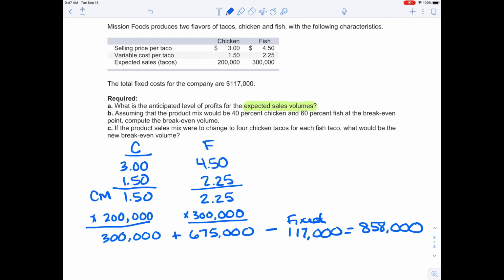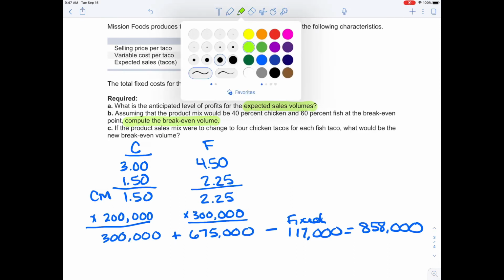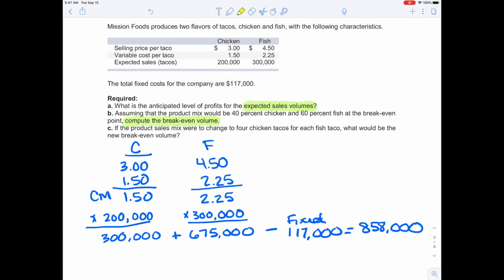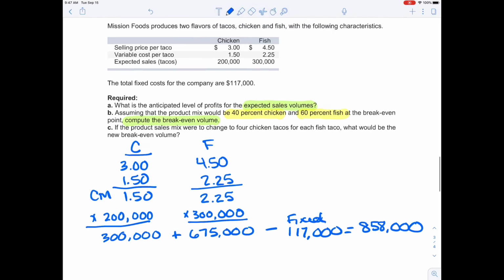But now let's look at how much I need to actually break even. The second problem here wants to compute the break-even volume. How many units do I have to sell? Based on a sales mix, that's telling me I expect to sell 40% chicken, 60% fish. And what's that going to do to my equations?